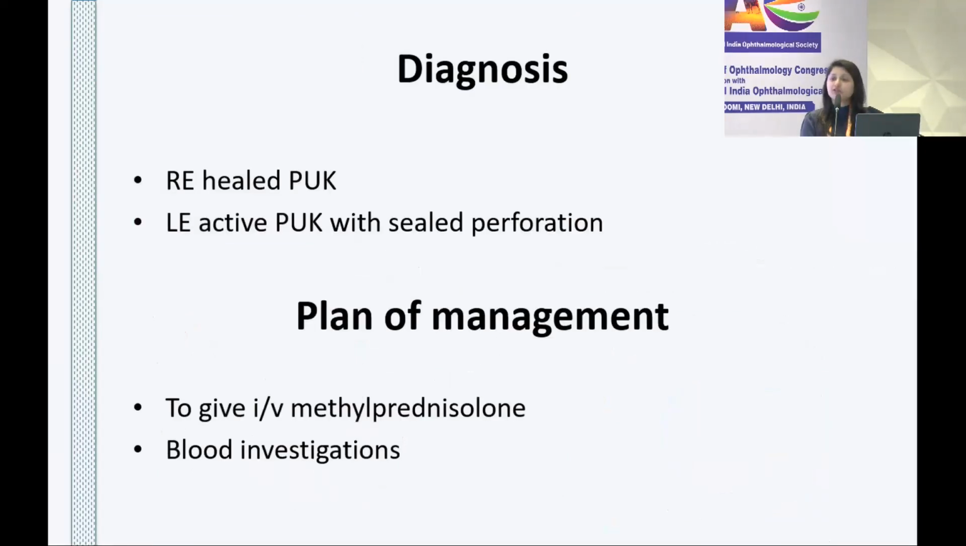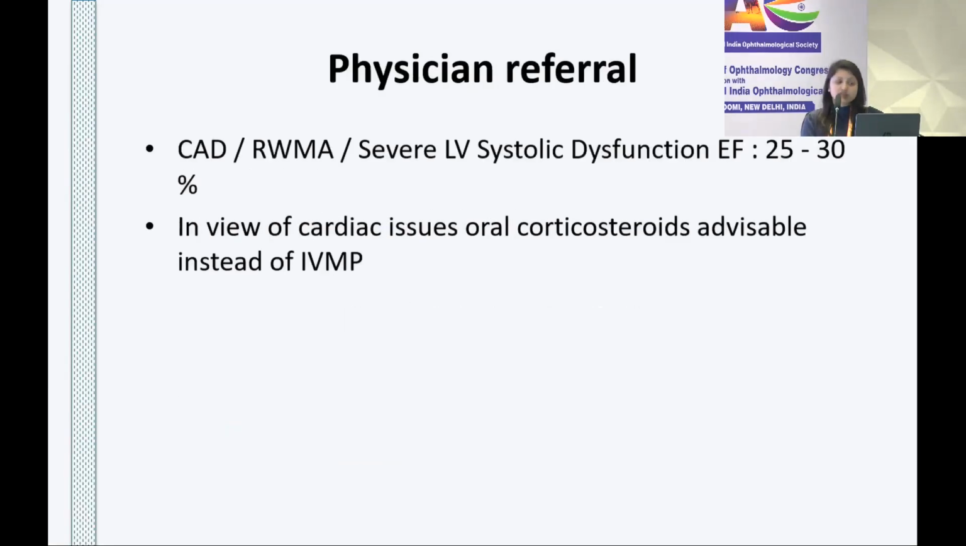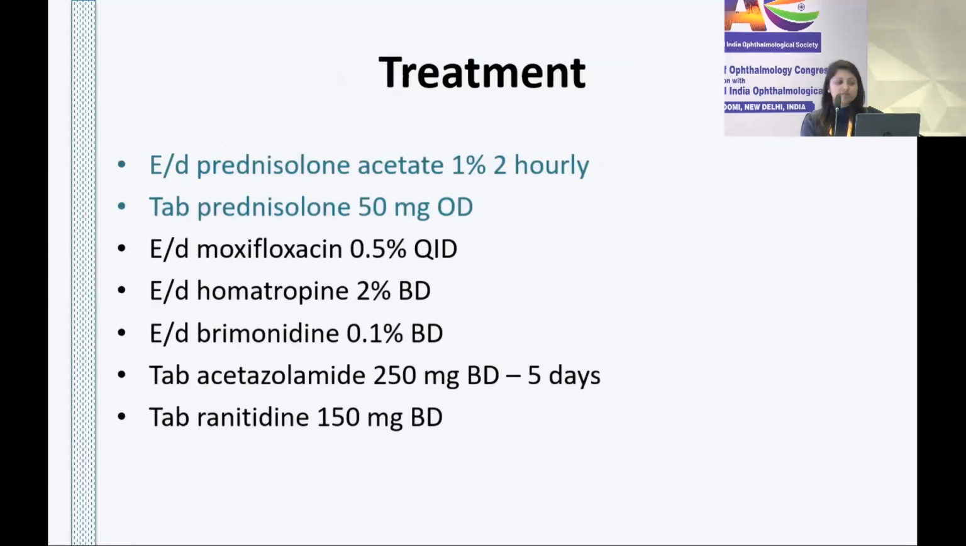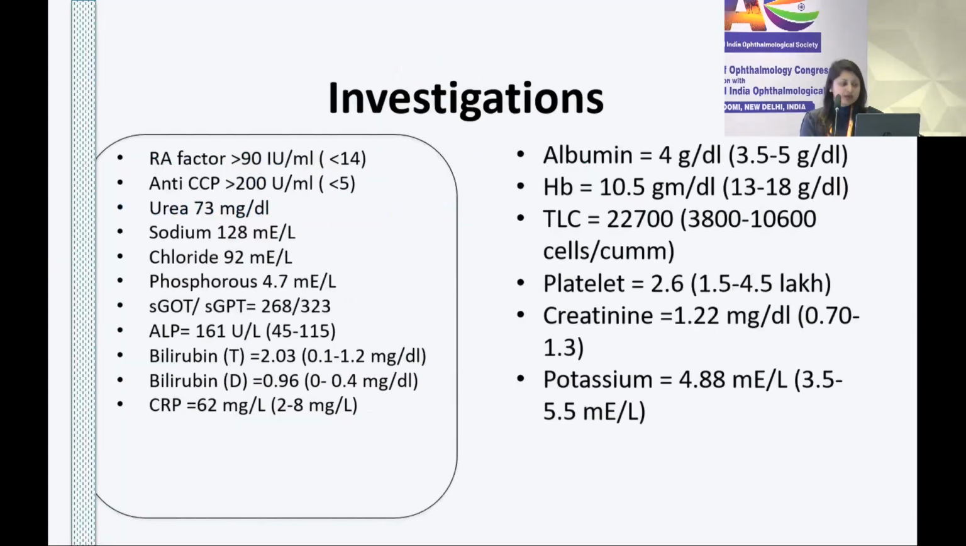So we diagnosed the patient as right eye healed PUK and left eye PUK with a sealed perforation. So what we wanted to do was to give IV methylprednisolone and plan his blood investigations. But because of his cardiac dysfunction, we could not give him IV prednisolone or take him up for surgery under local anesthesia as well. So we started him on steroids again, both oral and topical, and investigated him.